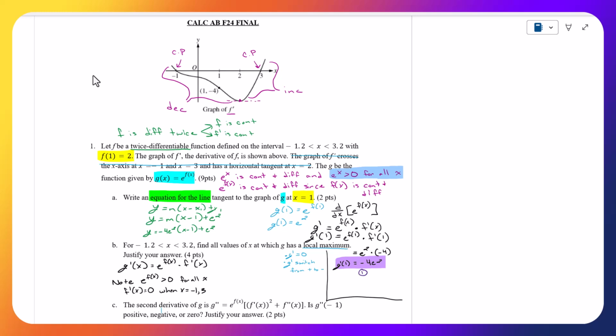So, let's write our answer now. G has a local max at x equals -1 because g prime equals 0 and switches from positive to negative at x equals -1.